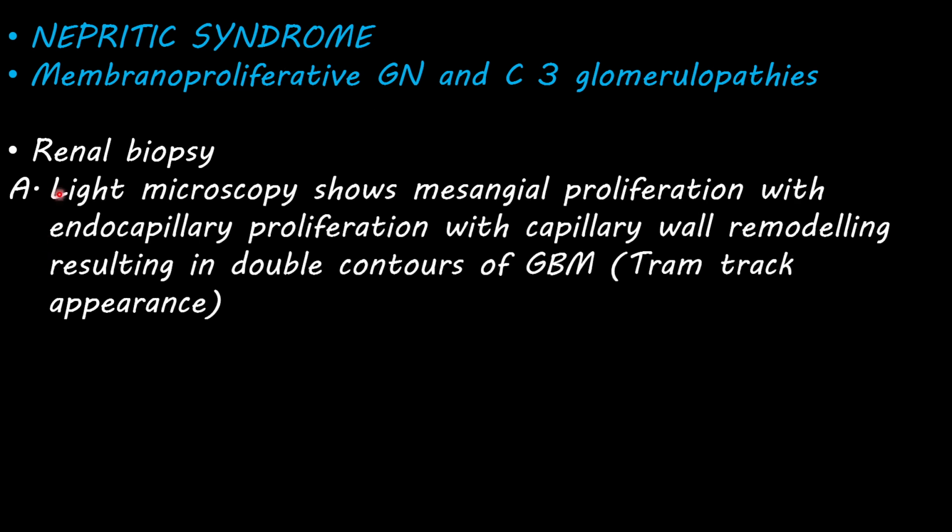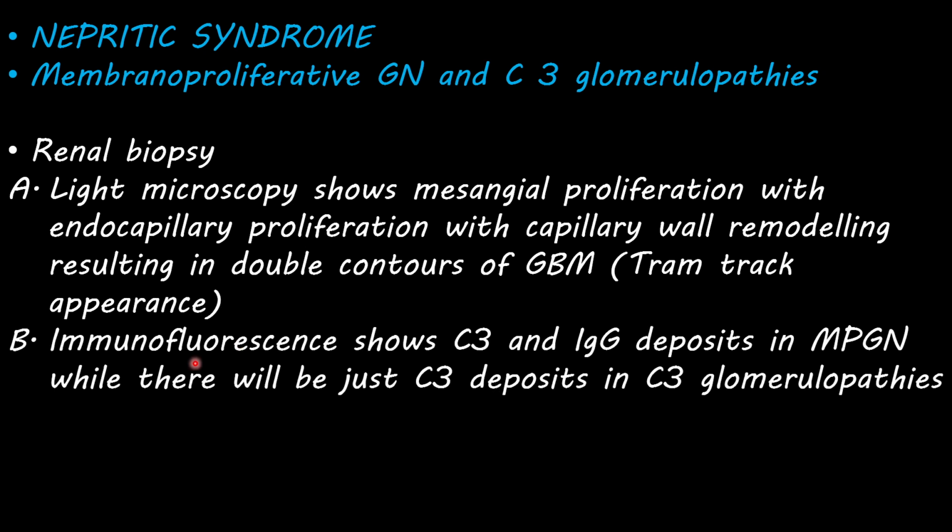Renal biopsy light microscopy will show mesangial proliferation with endocapillary proliferation with capillary wall remodeling. Because it's a chronic process, there will be capillary wall remodeling resulting in double contour of the glomerular basement membrane. Tram-track appearance is the typical term for that. Immunofluorescence will show C3 and IgG deposit in membranoproliferative glomerulonephritis, while there will be just C3 deposit in the C3 glomerulopathies, and there will be no immunoglobulin deposit in C3GN. So that is the differentiating point.